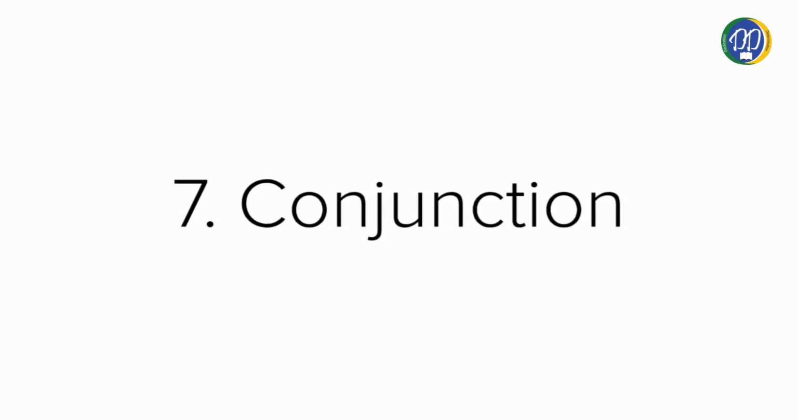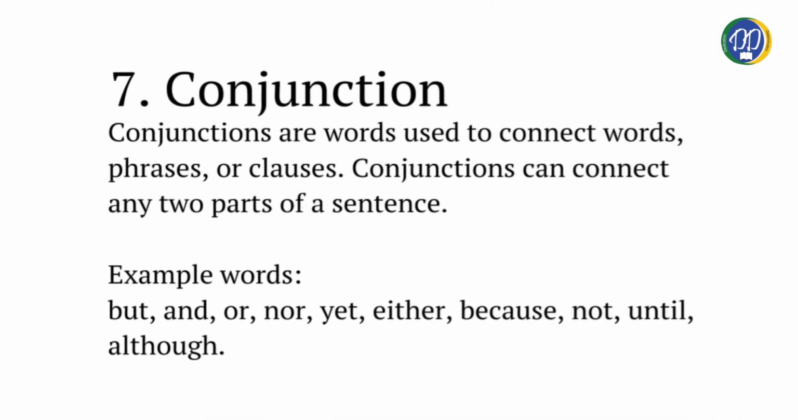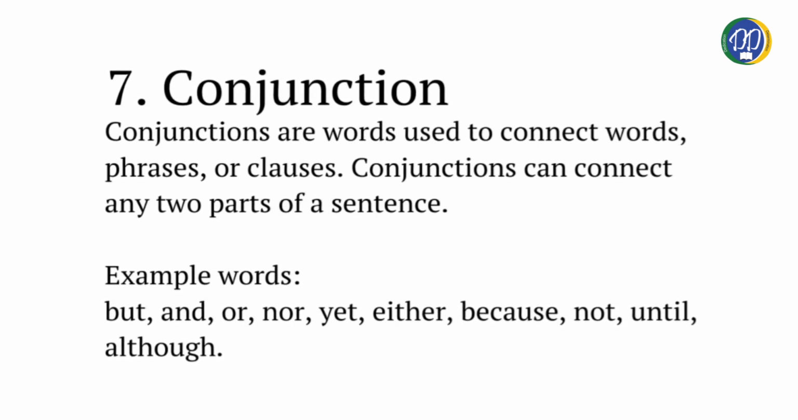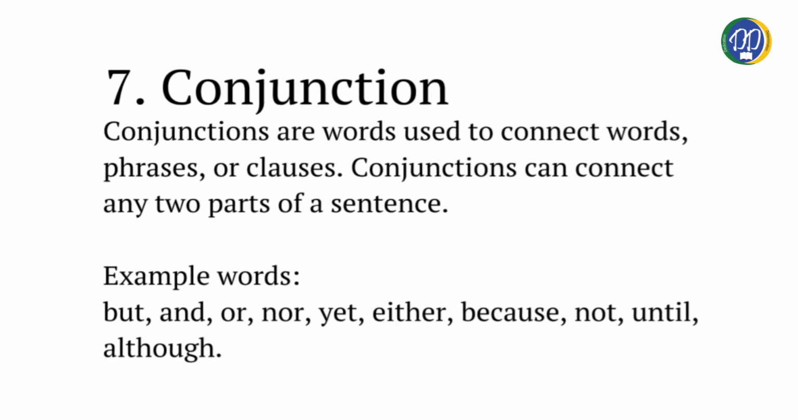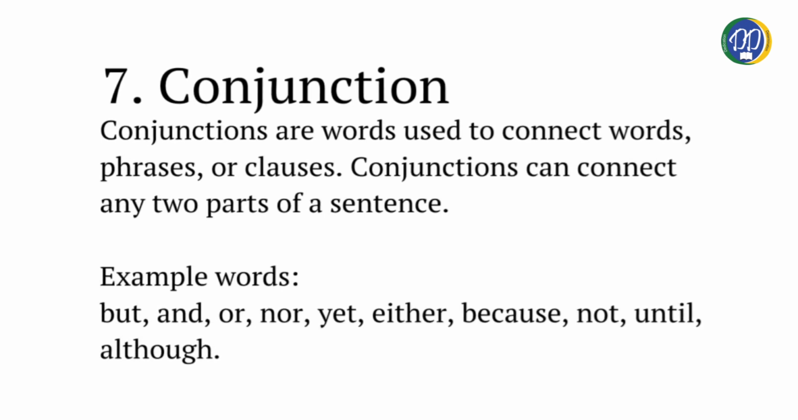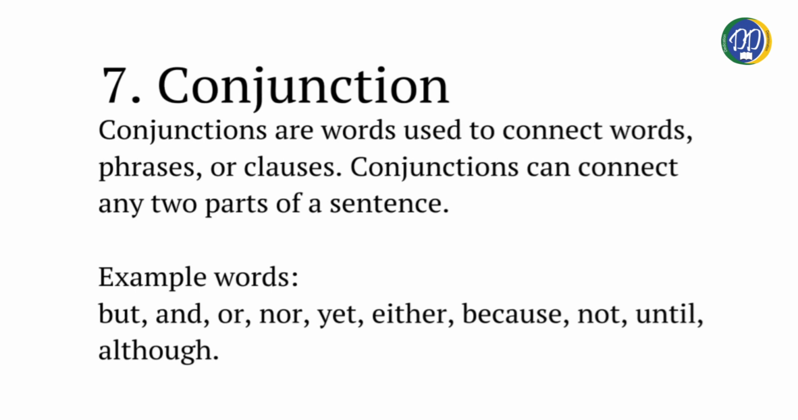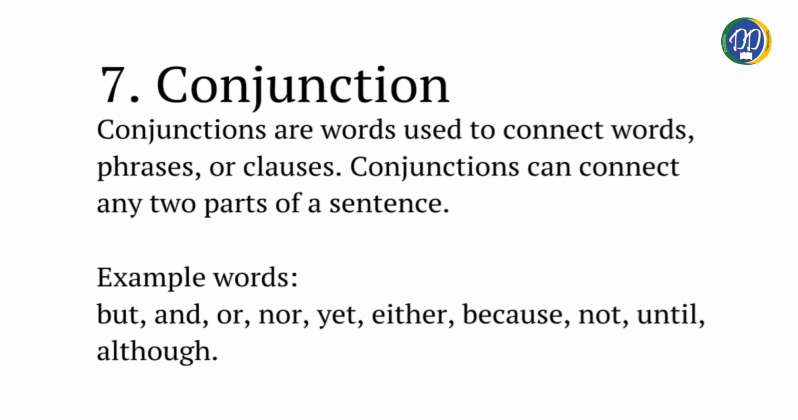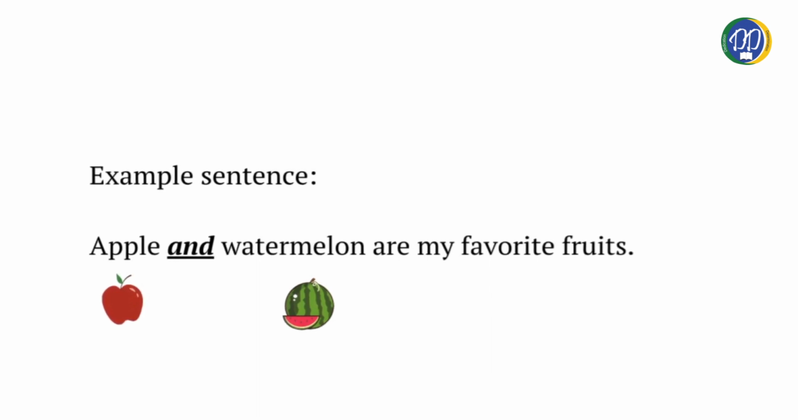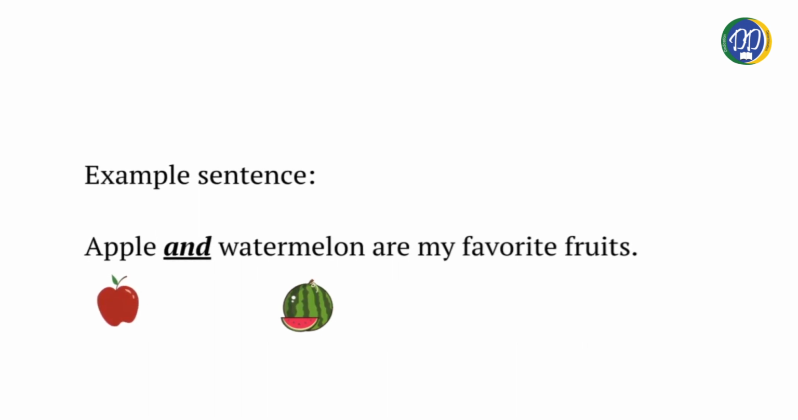And the seventh one is conjunction. Conjunctions are words used to connect words, phrases, or clauses. Conjunctions can connect any two parts of a sentence. And don't worry if you don't know about phrases or clauses, we'll discuss these in coming videos. Example words of conjunctions are but, and, or, yet, either, because, and so on. The example sentence is, apple and watermelon are my favorite fruits. In this sentence, the conjunction word is and. Here, the word and joins the two nouns apple and watermelon in a sentence.